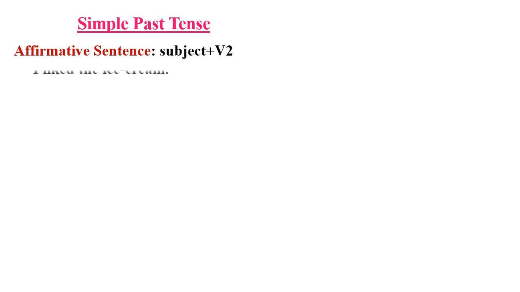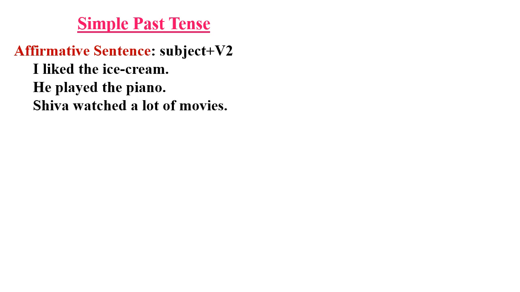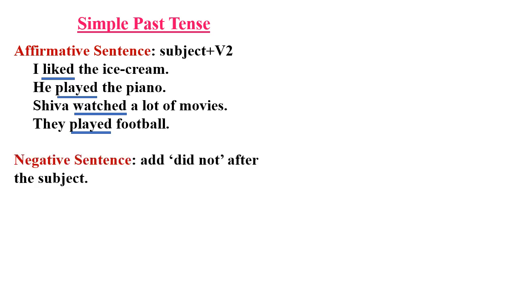Look at the following examples. I liked the ice cream. He played the piano. Shiva watched a lot of movies. They played football. Here the verbs liked, played and watched are in the past or verb 2 form. A simple past tense can be formed by adding verb 2 after the subject.